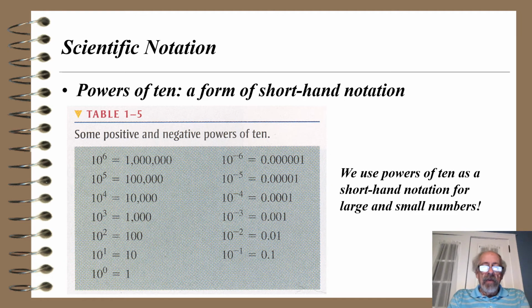Over on the right-hand side, we have negative powers of 10. 10 to the minus 6. You notice that the decimal point is 6 places to the left of the 1. 10 to the minus 5th, 5 places. 10 to the minus 4th, 4 places. 10 to the minus 3rd, 3 places. 10 to the minus 2, 2 places. And finally, 10 to the minus 1, 1 place. So we use powers of 10 as a shorthand notation for large and small numbers.